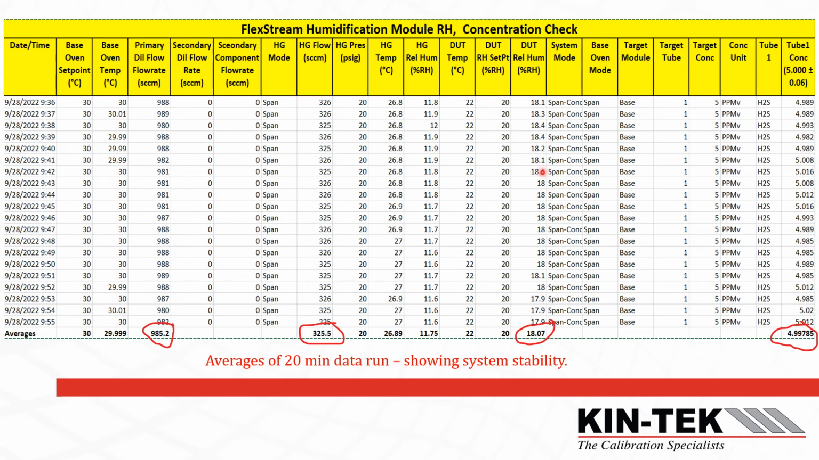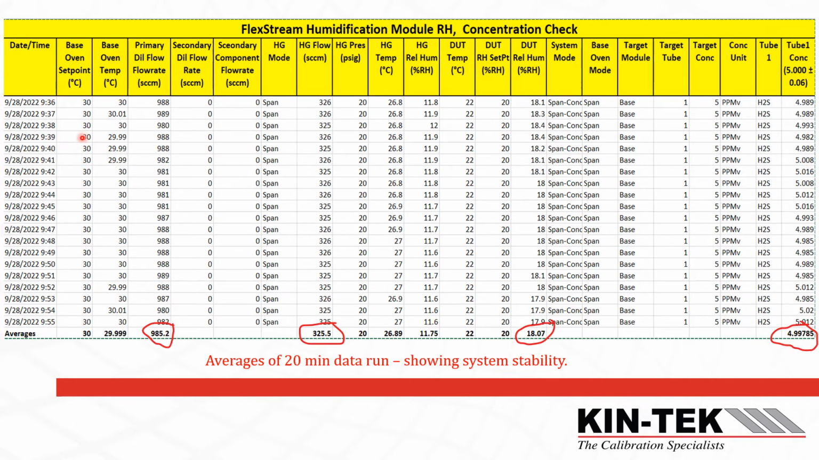So if we look at some of the data that has been generated from using the FlexStream permeation system, we can see that our primary dilution flow rate was around 985 cc's per minute. As I mentioned before, we wanted to get about 5 ppm of H2S coming from our system, so we have to maintain that concentration.